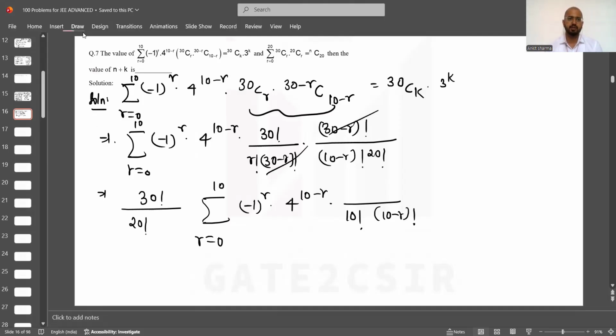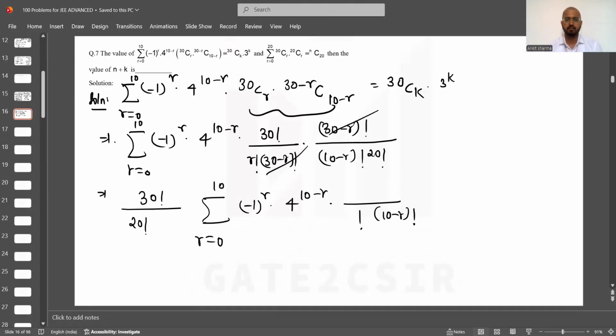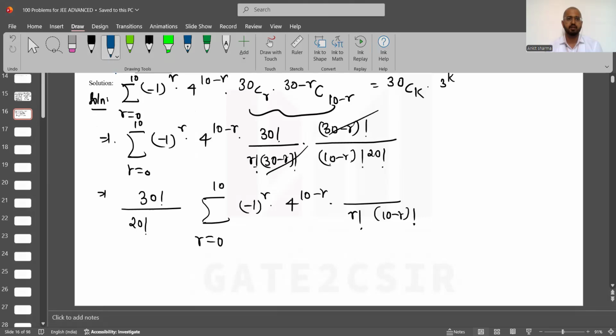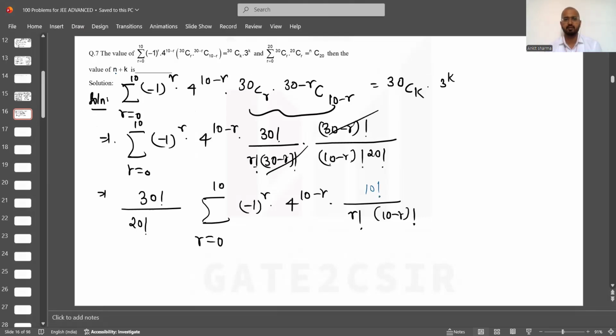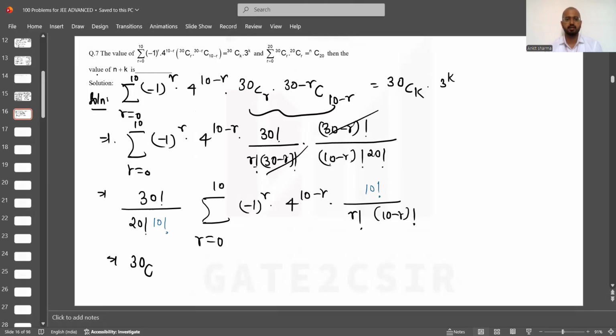So I'm left with r factorial and 10 minus r factorial. This looks incomplete without 10 factorial. Sorry, this is r factorial, and this is 10 minus r factorial. So now I'll multiply and divide by 10 factorial, just to give the complete look. So now this gives me 30 C 10, or I can write 30 C 20, depending upon the interest. But at the end we have to modify. We have to see that this k and this k should both be the same. So we'll write 30 C 10 or 30 C 20 depending upon the situation.